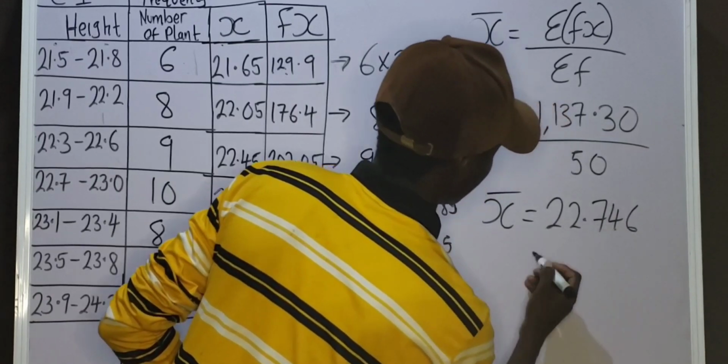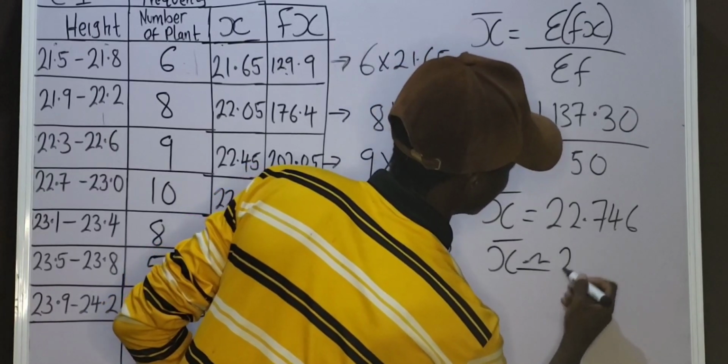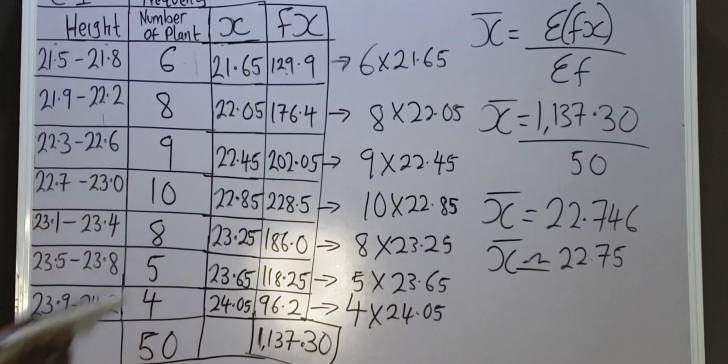22.746. Okay, so you can approximate to 2 decimal places. So that is 22.75. Okay, so the mean of this data is 22.75. So having gotten the mean, let's proceed to calculate the median.